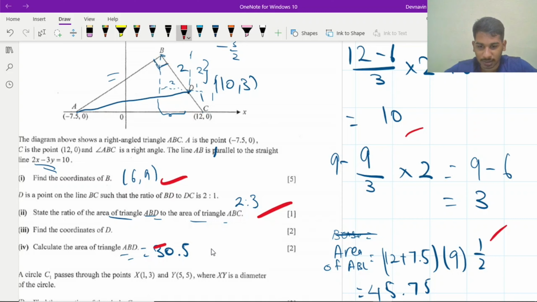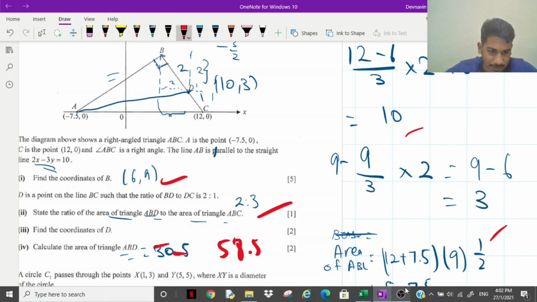Okay, 58.5. The idea is correct, guys. Yeah, just that the value here was wrong.